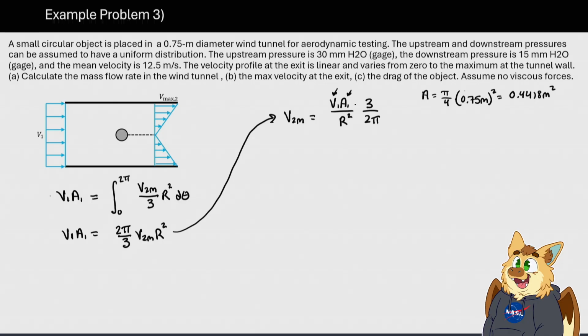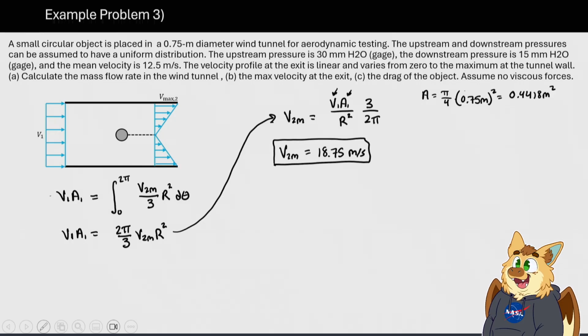If you plug in, v1 is 12.5 meters per second. We just calculated the area, and our radius is simply 0.75 divided by 2. Plug everything in, and you should get v2 max equal to 18.75 meters per second.